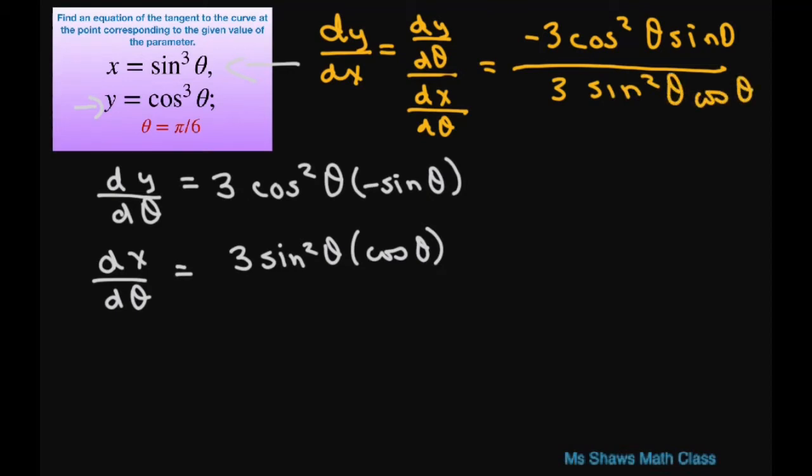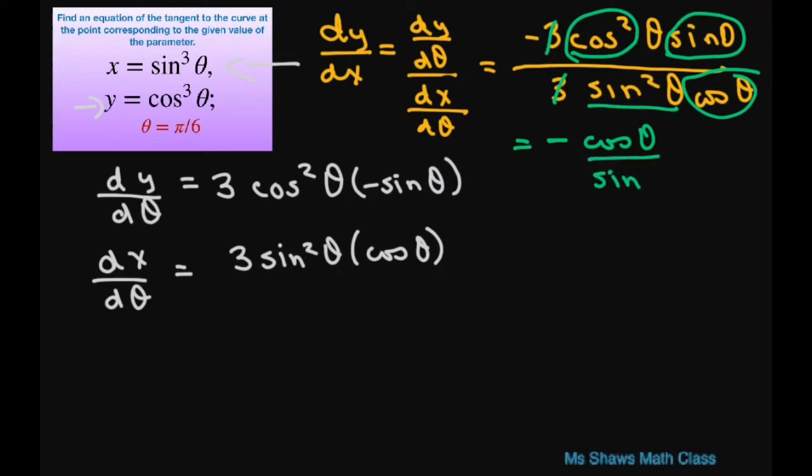Now, looking at this, let's simplify. The 3's will cancel out. Cosine squared divided by cosine is just cosine. So you have negative cosine and sine of theta, and then we have sine squared theta, so this is going to be just sine of theta. So basically this just equals negative cotangent of theta.